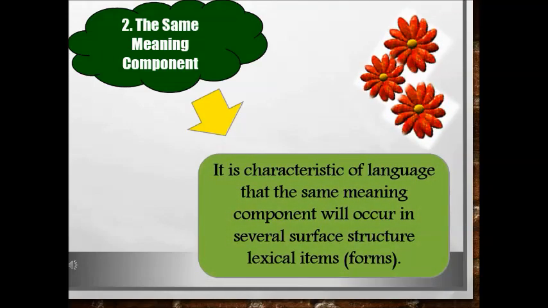Hello, I'm Lia. I would like to continue the next characteristic of translation. Let's move to the next characteristic of translation. So, the second characteristic of translation is the synonym component. It is the characteristic of language that the synonym component will occur in several surface structure lexical item forms.